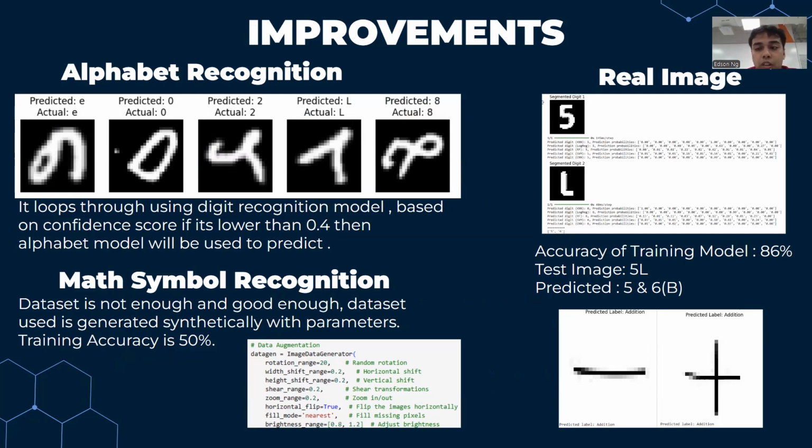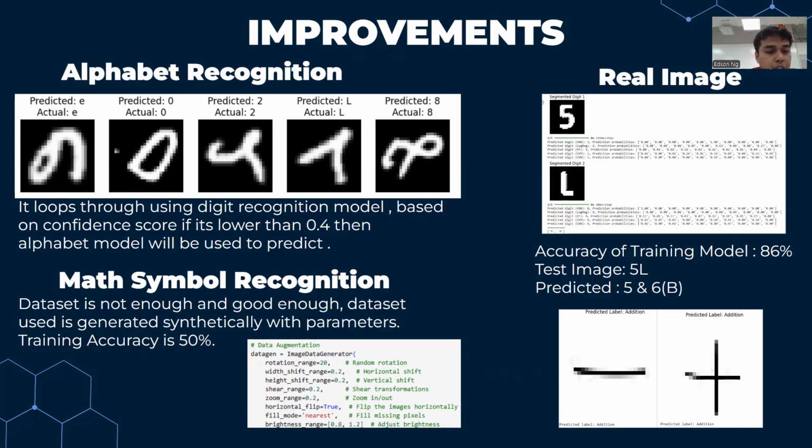So as you can see, based on the training model, it achieved 86% accuracy and it manages to predict one-for-one label. The program works when integrated with our digit model: first it loops through the digit recognition model. Based on the confidence score, if it's lower than 0.4, then the alphabet model will be used to predict. As you can see, the real image is 5L. However, it predicted 5 and 6, which is B, so 5B. Therefore, it wasn't implemented in the end.